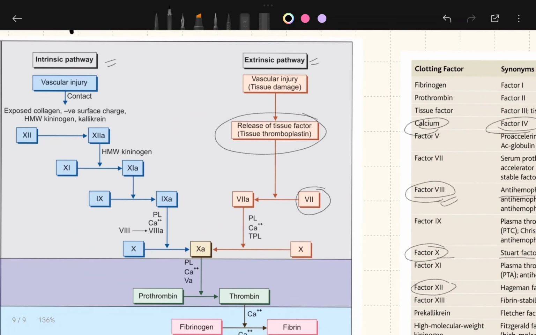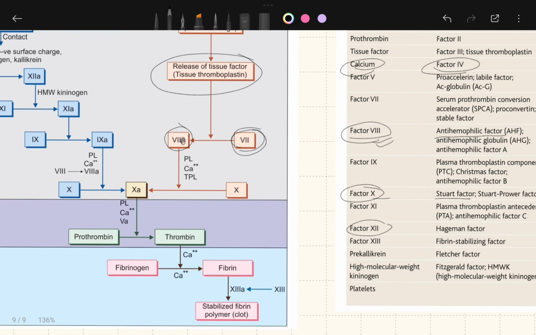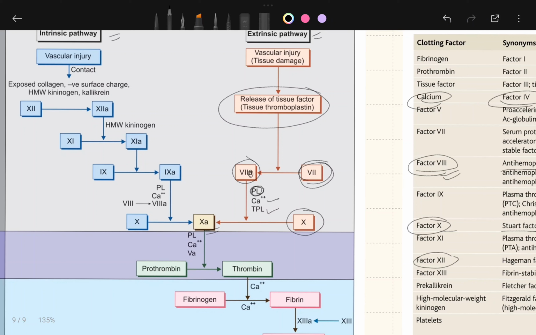So let's have a look at the extrinsic pathway. Tissue factor is released and activated; the A denotes activation. Activation means this factor is now able to do proteolysis. It can cleave proteins. So it gets activated to factor 7A, which is serum prothrombin conversion accelerator, or proconvertin, a stable factor. The PL here is platelet phospholipid, and TPL is tissue thromboplastin. These will help in the activation of the 10th factor.